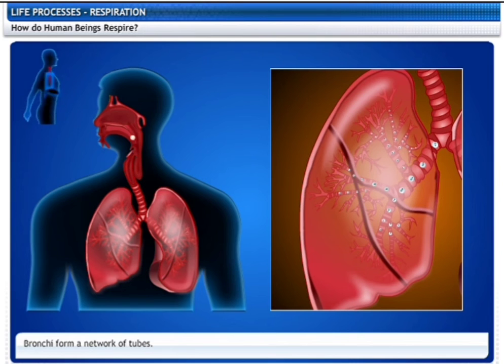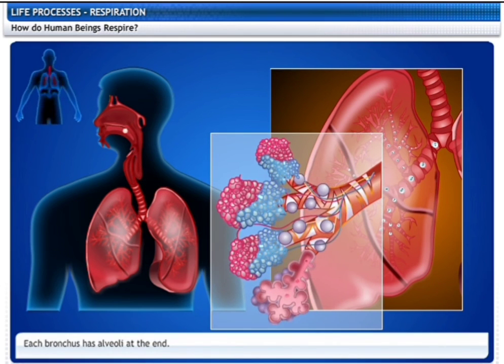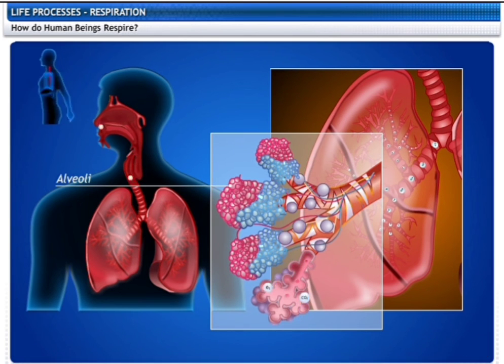The bronchi are like a network of tubes that keep branching into smaller tubes. At the end of each bronchus, you will find balloon-like structures called alveoli. The alveoli provide a surface for the exchange of oxygen and carbon dioxide. The walls of the alveoli contain a massive network of blood vessels.